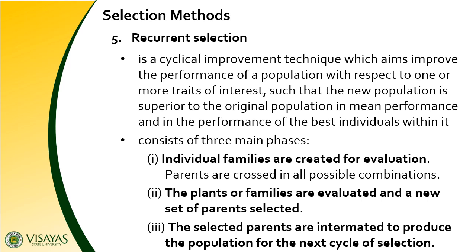So number 1, individual families are created for evaluation. And then number 2, plants or families are evaluated and new sets of parents are selected. And then number 3, selected parents are intermated to produce the population for the next cycle of selection.